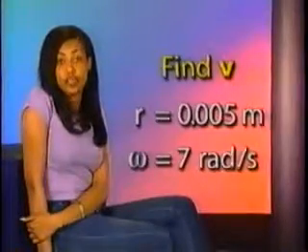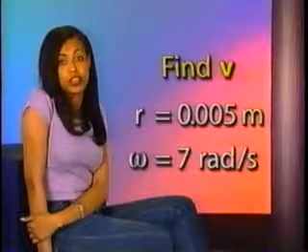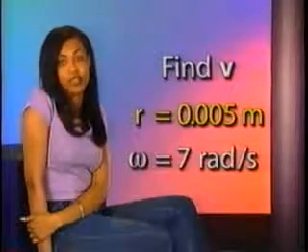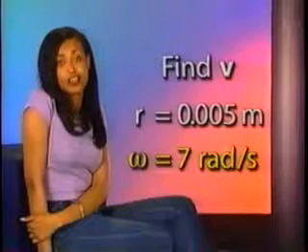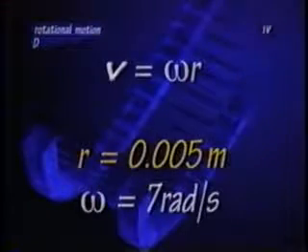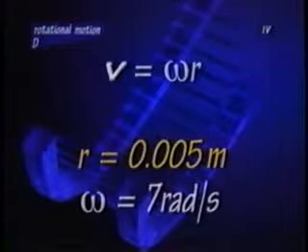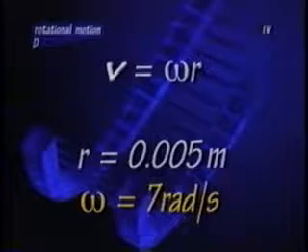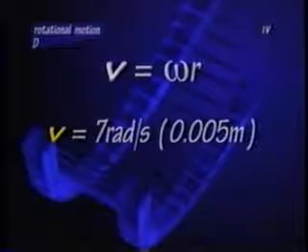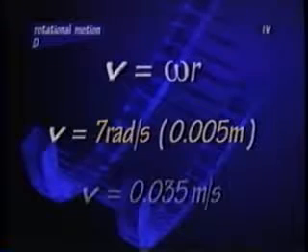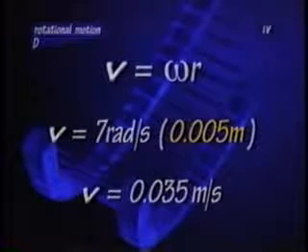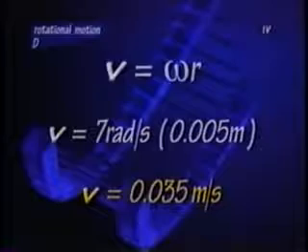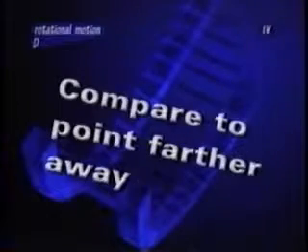Let's find the linear speed, v, of a point on the little globe that's 0.005 meters from the axis when the globe is spinning at 7 radians per second. Well, we're given the radius, r, of the point from the axis of rotation, 0.005 meters, and the angular velocity, omega, 7 radians per second. Plugging that into our equation of v equals omega times r, we get the linear speed of that point to be 0.035 meters per second.